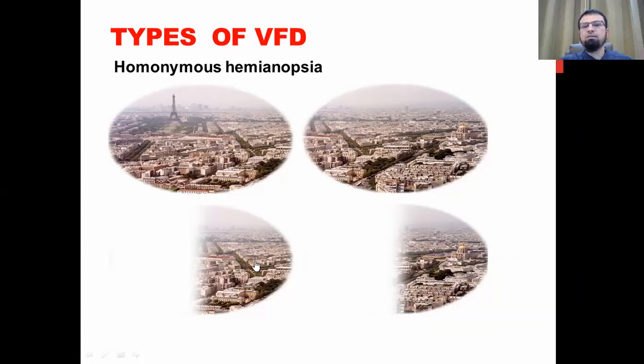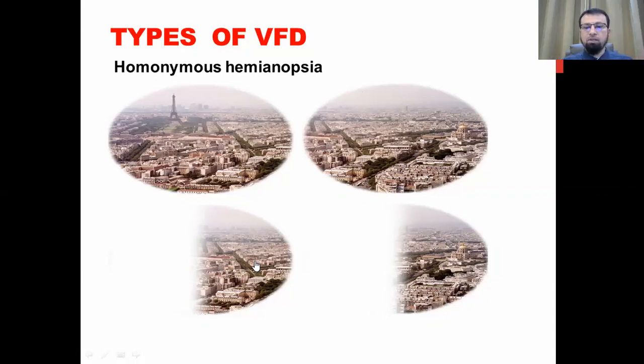Why do they call it homonymous? Because it is equal. The patient cannot see the left side in the right eye, and he cannot see the left side with the left eye. So it's homonymous: the same amount that he cannot see in both eyes.